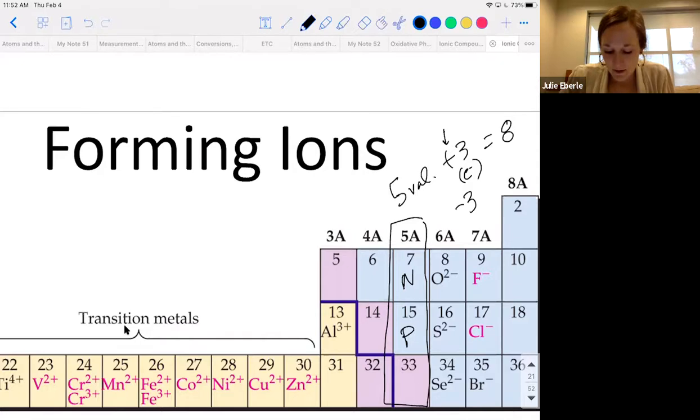All right, what about main group 3? You can see here, aluminum. Anything in main group 3? Well, actually, I shouldn't say anything. Typically just aluminum. We're going to give away 3 electrons, form a cation with a +3 charge.